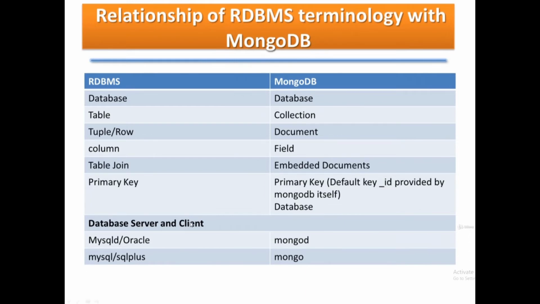In relational databases like MySQL or Oracle, the server is MySQLD or Oracle, whereas in MongoDB it is MongoD. And for RDBMS, the clients may be MySQL or SQL Plus. For MongoDB, it is Mongo. To summarize, in this video, we discussed various features of the MongoDB database and the basic terminologies used in it.